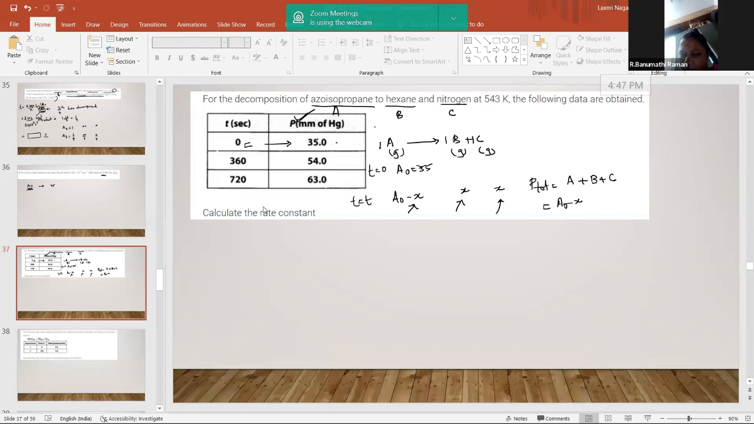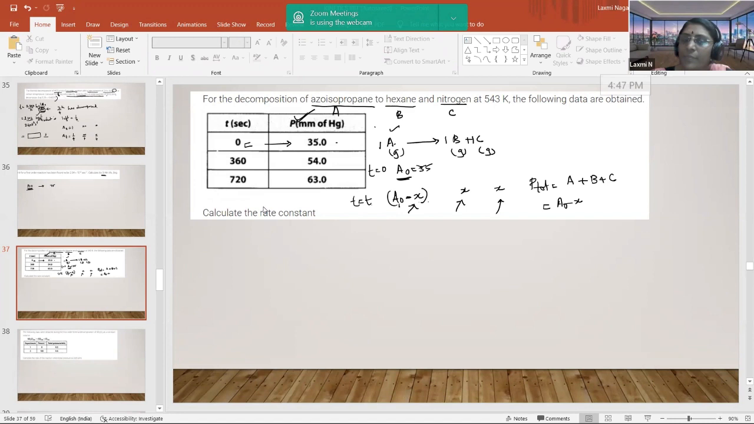The reactant A left out, how much was the initial? A naught. From A naught, how much got reacted? X. What is the amount of reactant left out? A naught minus X. So the amount of A left out is A naught minus X. What is the amount of B which is formed? The amount of B which is newly formed is X.